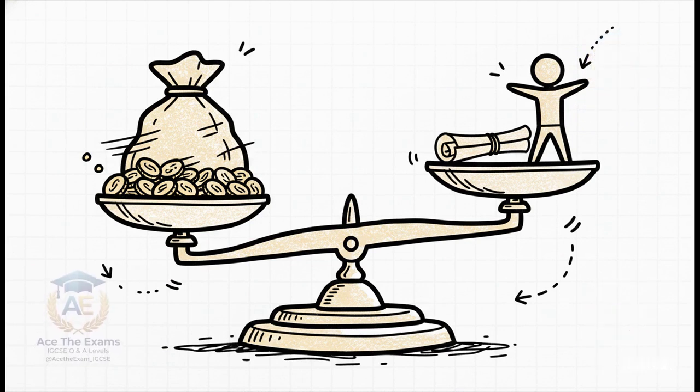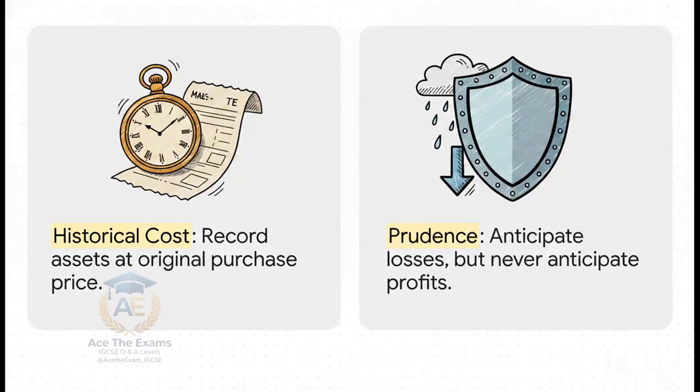Think of it like physics, right? Every financial action has an equal and opposite reaction. If your trial balance balances, well, the mathematical duality was respected. But, and this is a massive but, a perfectly balanced trial balance can still hide massive conceptual errors, and that is exactly where students get trapped. Let me show you what I mean.